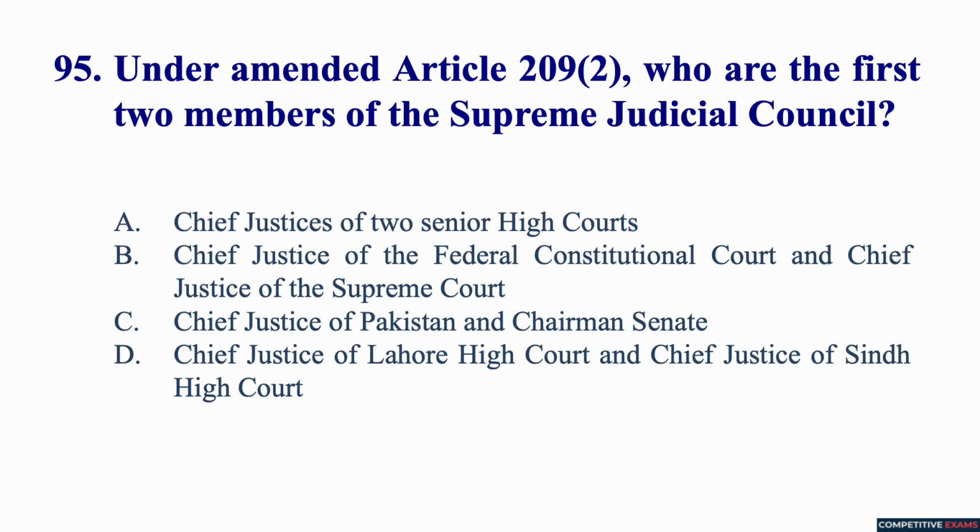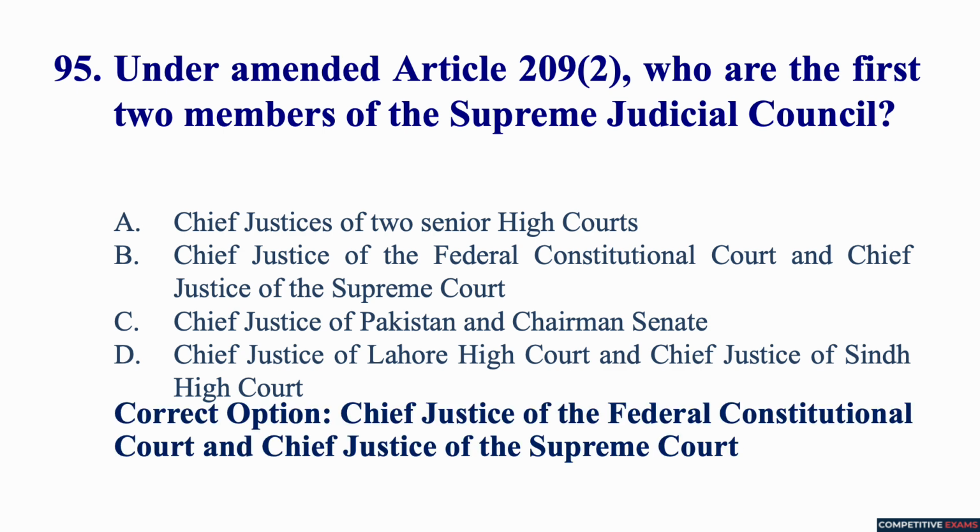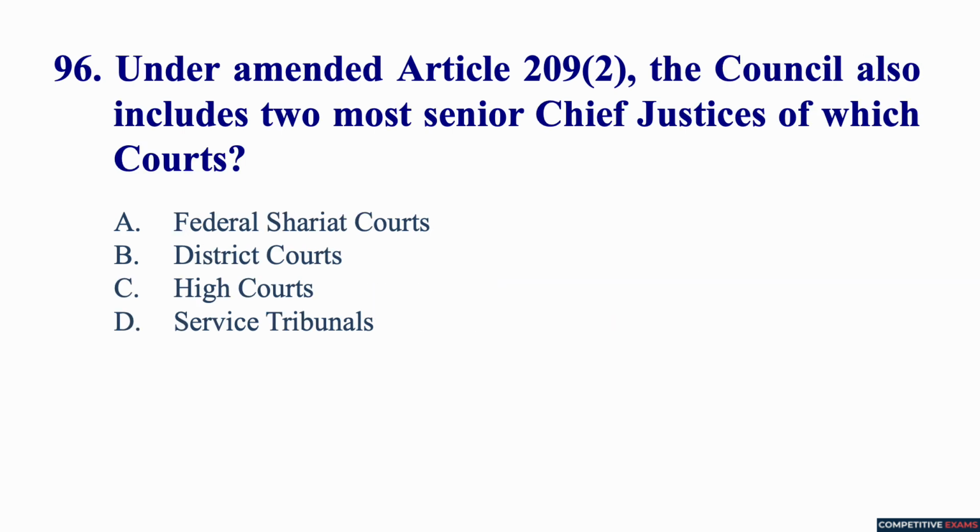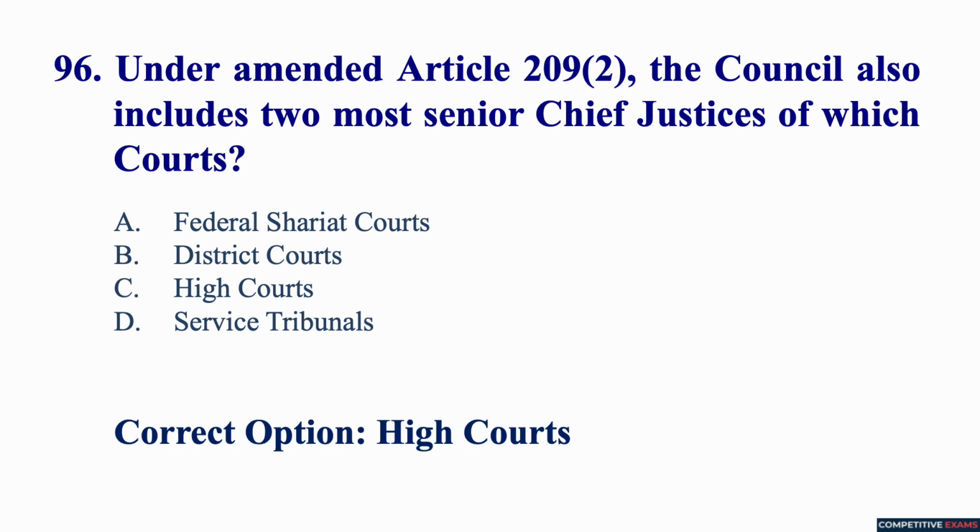Under amended Article 209(2), who are the first two members of the Supreme Judicial Council? Chief Justice of the Federal Constitutional Court and Chief Justice of the Supreme Court. Under amended Article 209(2), the Council also includes two most senior Chief Justices of which courts? High Courts.